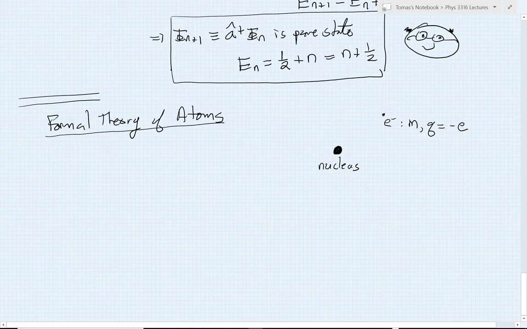The nucleus itself will have a much larger mass, which I will call capital M, which is much greater than lowercase m, and it will have a charge, which I will call capital Q, which in general is some integer number of proton charges, so it's positive. That integer number is known as the atomic number. We can call that Z, times then the fundamental unit of charge, e.